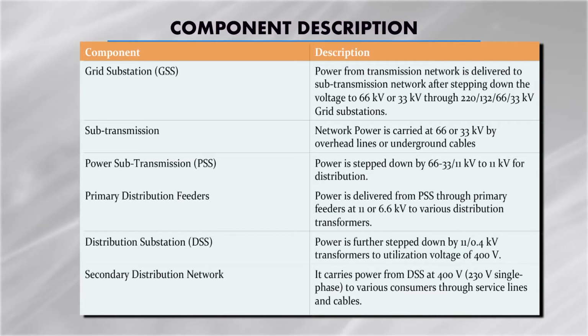That means the voltage can be stepped up from one level to another level, or it can be stepped down from one voltage level to another for utilization purposes. So, this transformer is a very essential equipment for all the power transmission and distribution systems. So, let me discuss the power generation.